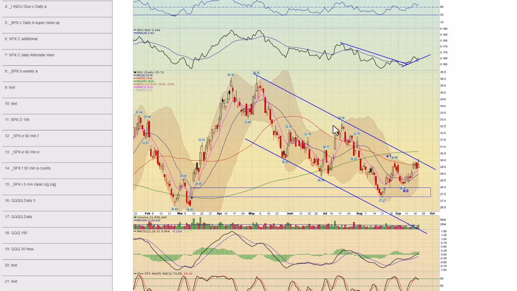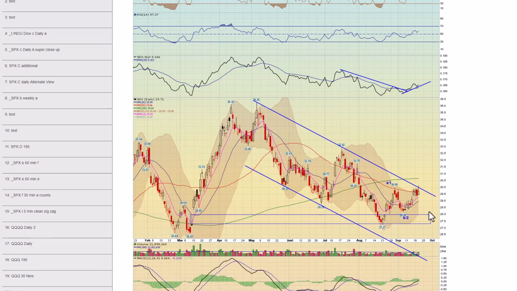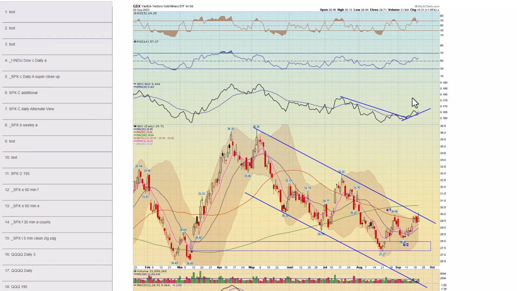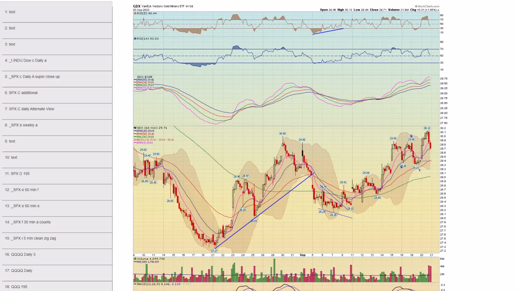Next, chart 66, another view of GDX shows you the same thing. Again, it's either wave A, B, C, or 3. The only positive I'll say here is the ratio still looks okay. Stocks are leading.